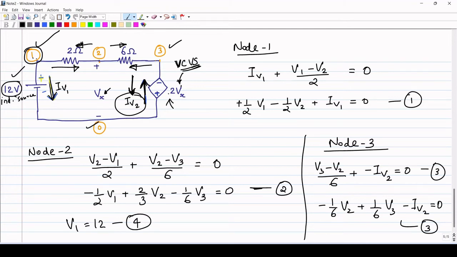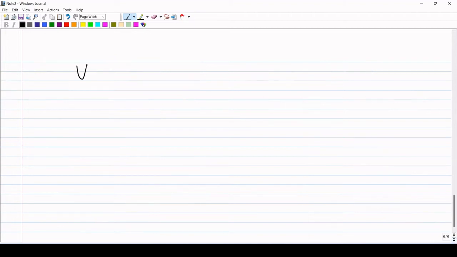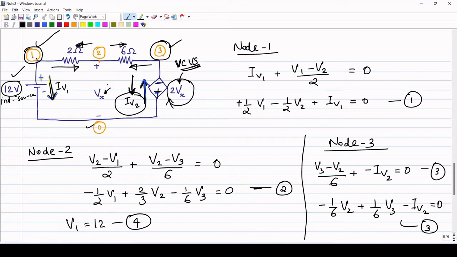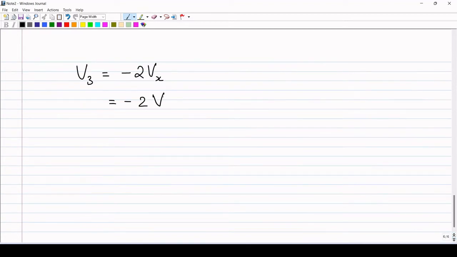Now one more equation we can write for V3. V3 is nothing but minus 2Vx. But what is Vx? From the network you can see that Vx is the voltage between node 2 and ground, so it is simply V2. So V3 is equal to minus 2V2, or we can write 2V2 plus V3 equal to 0. So this is our fifth equation.